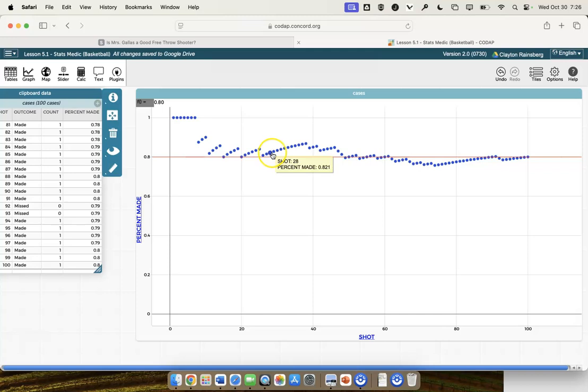1, 2, 3, 4, 5, 6. You can see she made a lot in a row right here. And then she made a few in a row here. And look at this streak. She made a lot in a row. She went under 80% and then kind of started to come up again, went down, and so on. And then she went around here. So we have our results.